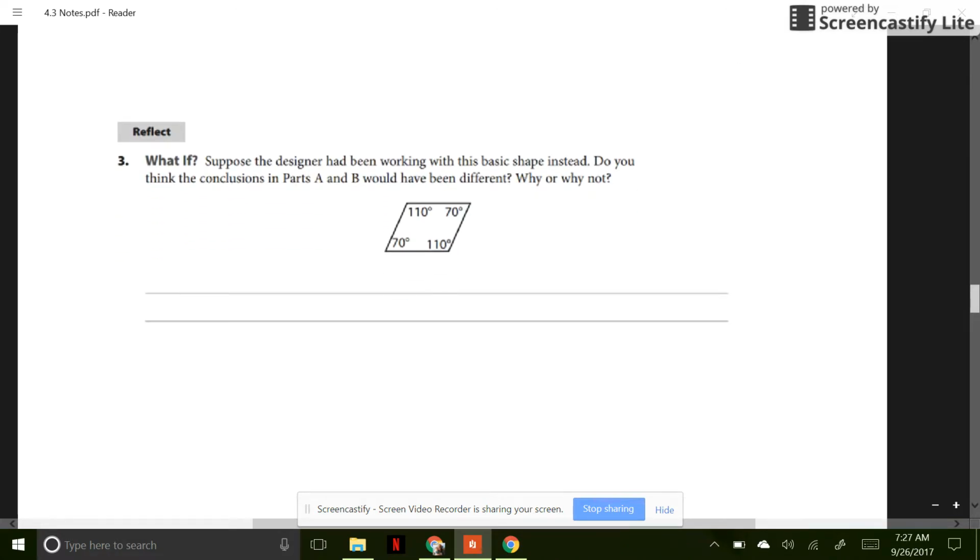So what if? Suppose the designer had been working with this basic shape instead. Do you think the conclusions would be different? Well, no, they're not going to be different because they have the same general pattern to the angle numbers.